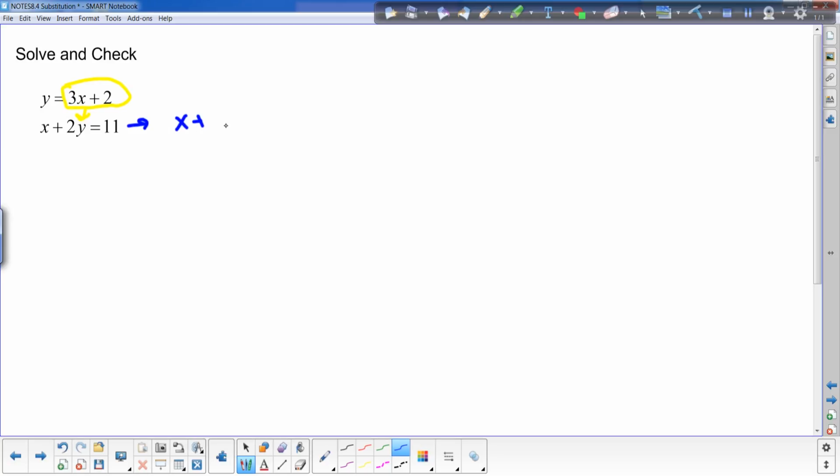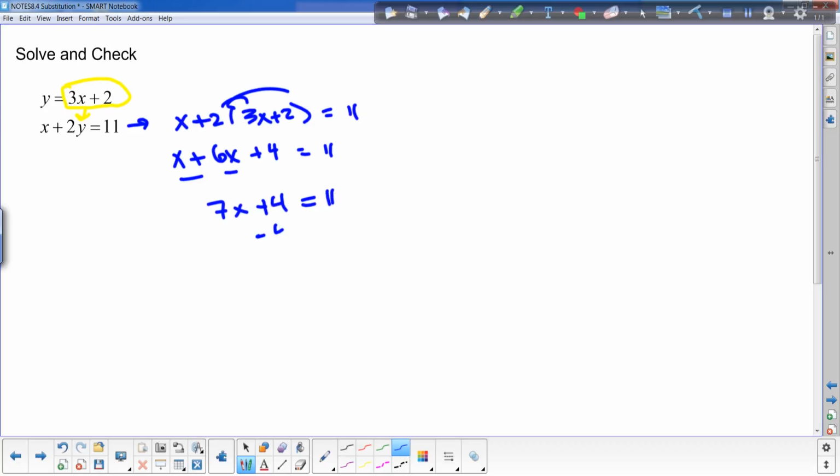I get x plus 2 times y. Well, the y is 3x plus 2 equals 11. We like to distribute. And then after distributing, we like to combine our like terms. So here and here, I get 7x plus 4 equals 11. Minus 4 from both sides. Divide by 7. That's the new part, right? I had a y equals and I just replaced it with the other y.